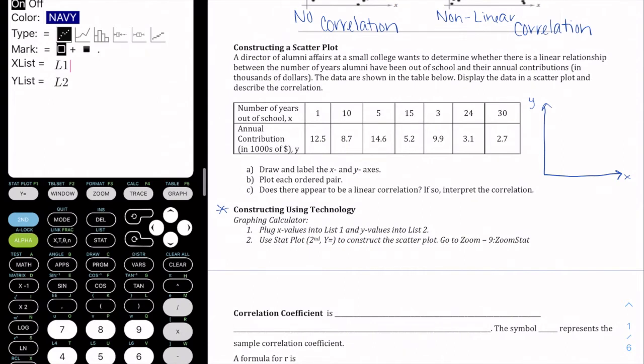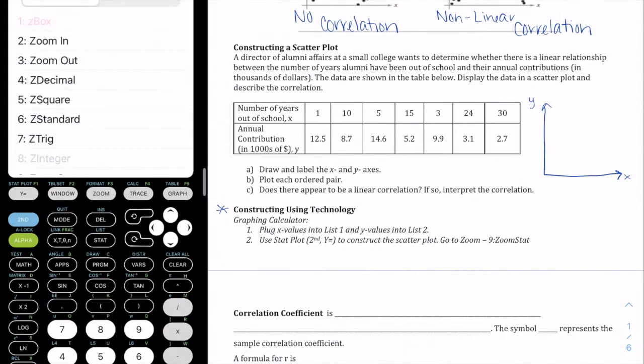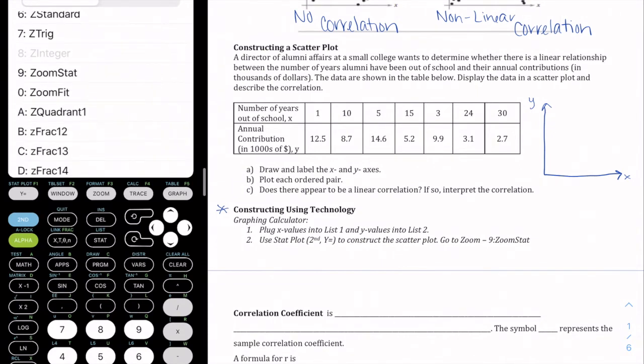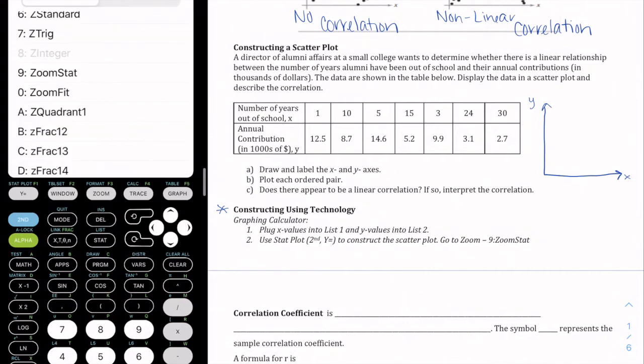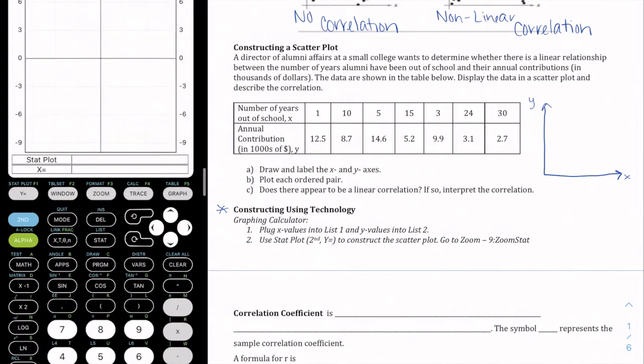And then go to zoom, which is the third option. And we're always going to want to use zoom stat. And when you do that, it will bring up your graph where all of those points are at. Because otherwise, if you don't, and you just hit graph, you're not going to be able to see anything but maybe a couple. So whenever you hit zoom stat, it will always give you the picture of your graph that you want to see. So from this, we can see that we have a bit of a negative correlation.